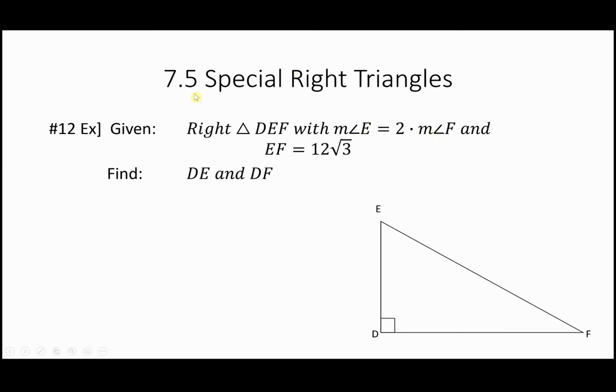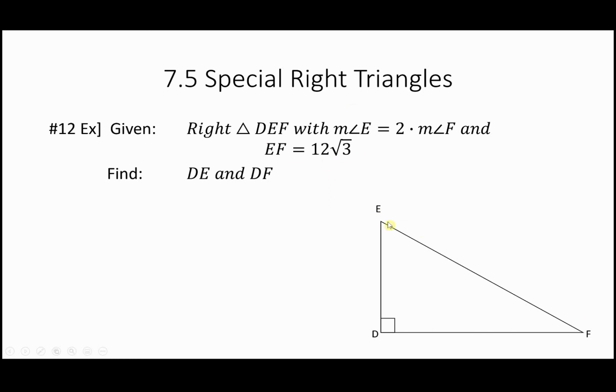And because they come out of this section, special right triangles, you could use context clues to determine that the measure of angle E is going to be 60 and the measure of angle F is going to be 30, right? Because if you double the measure of angle F, it has to equal the measure of angle E, and they have to sum to 90 degrees. Furthermore, the length of line segment EF is 12 root 3.